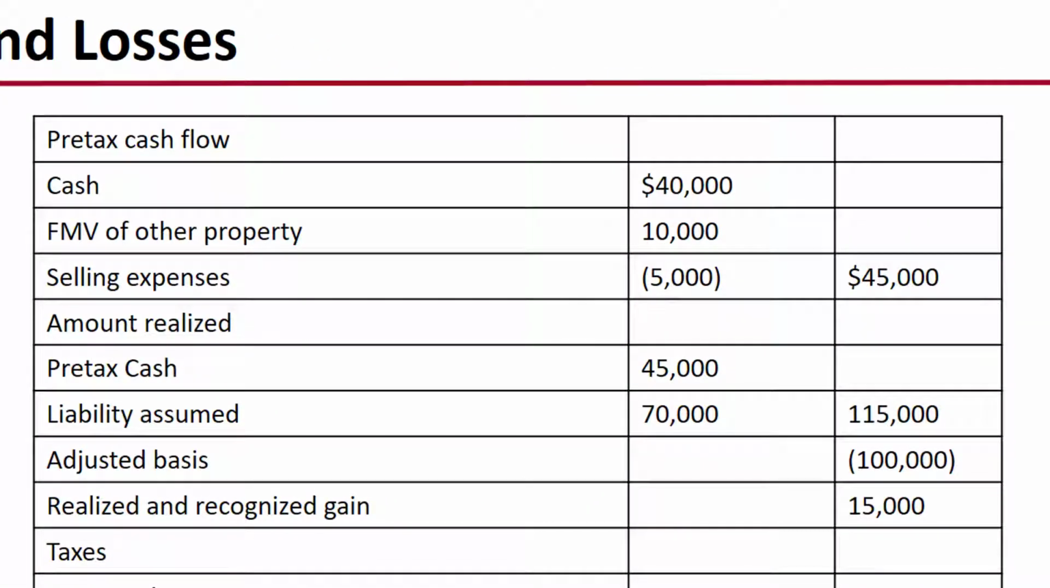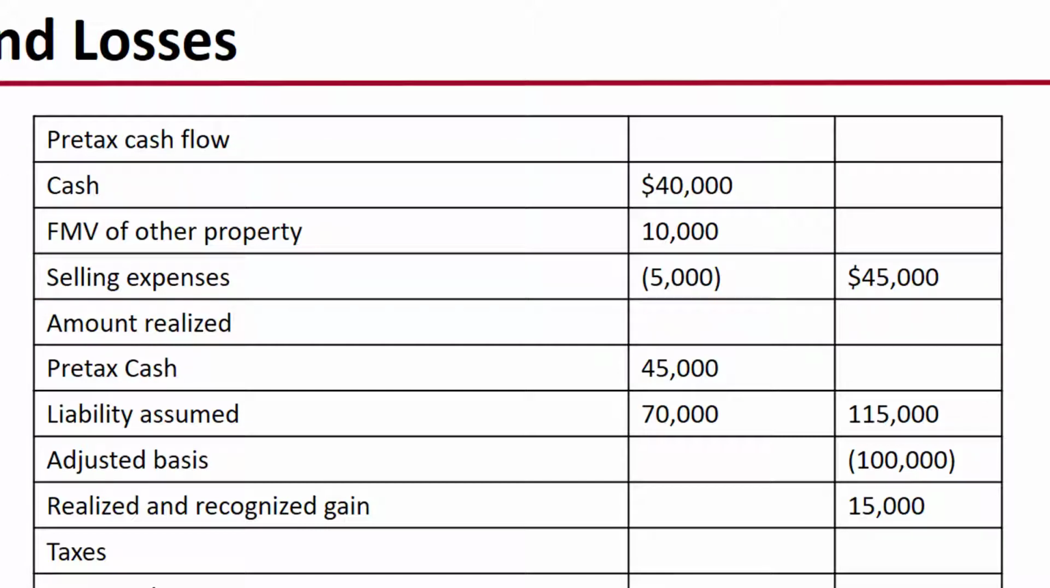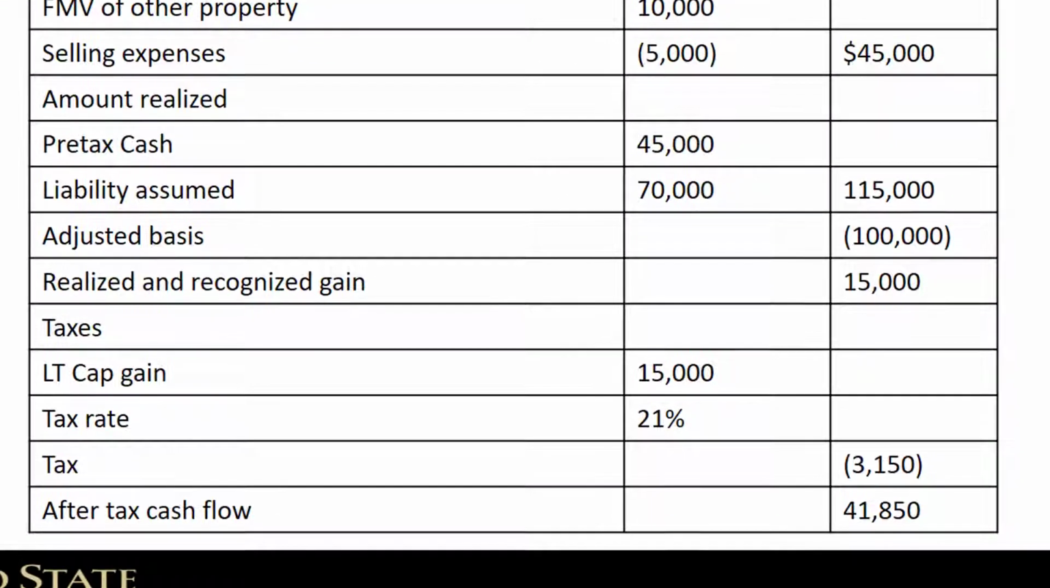Aztec is going to receive $40,000 in cash, $10,000 of marketable securities, and is going to have to pay $5,000 in selling expenses. However, in accounting for the amount realized, Aztec also needs to include the debt relief by Mayan of $70,000. Thus, we have an amount realized of $115,000. The adjusted basis was pretty straightforward, $100,000, resulting in a realized gain of $15,000.